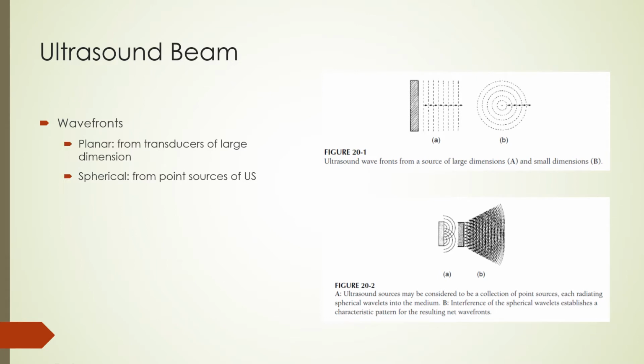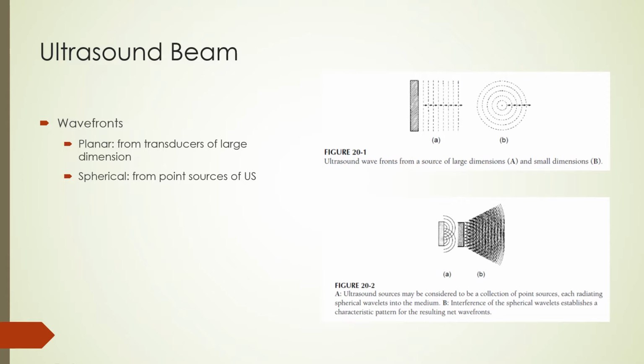Sound coming from ultrasound transducers produces a wavefront that radiates away from the transducer. If the source of ultrasound is a point, the wavefront is spherical, and if the source is a two-dimensional extended source, the wavefront is planar. Because multi-frequency transducers are commonly used in imaging, the ultrasound source may be considered a collection of point sources, each radiating a spherical wavelength into the medium, as shown on the bottom image on this slide.